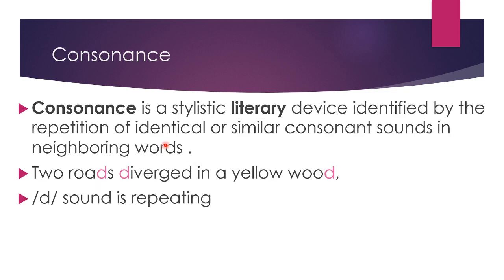Next comes consonance. Again from the name, it is the consonant sound. Assonance is the vowel sound and consonance is the consonant sound. It is a stylistic literary device identified by the repetition of identical or similar consonant sounds in neighboring words. It is the same, but in this case it is the consonant sound, that is, leaving aside the five vowels, the rest of the 21 letters are consonants, so their sounds.